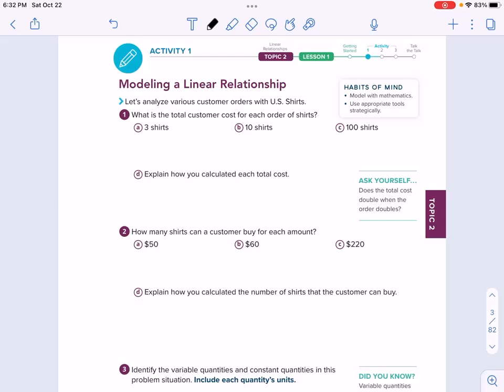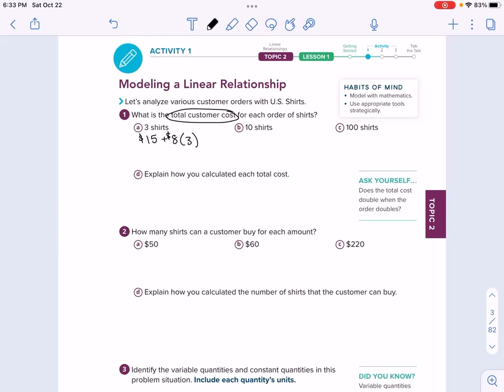Let's look at Activity 1, modeling a linear relationship. It says, let's analyze various customer orders with US shirts. So number 1, what is the total customer cost for each order of shirts? So we'll set it up and then we'll calculate it. For 3 shirts, right? We have the design, we paid the initial fee, we're paying $8 per shirt. In this case, it's 3 shirts. So let's write this out. This will be $15 plus $8 per shirt, times 3. I'll put parentheses to represent times.